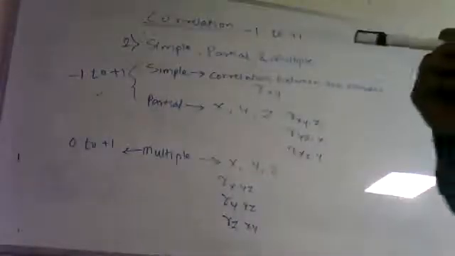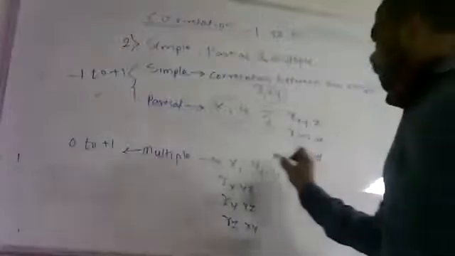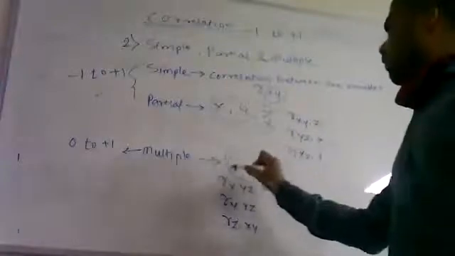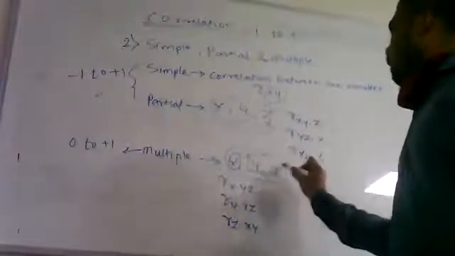Difference between simple, partial, and multiple correlation. In simple, we are having only two variables. In partial, more than two variables are there, but we consider two variables and remove the effect of the remaining variables. In multiple correlation also there are more than two variables, and we find out the effect of one variable with all other variables. The range of simple and partial correlation is -1 to +1, and the range of multiple correlation is 0 to +1. Understood the difference between these three?